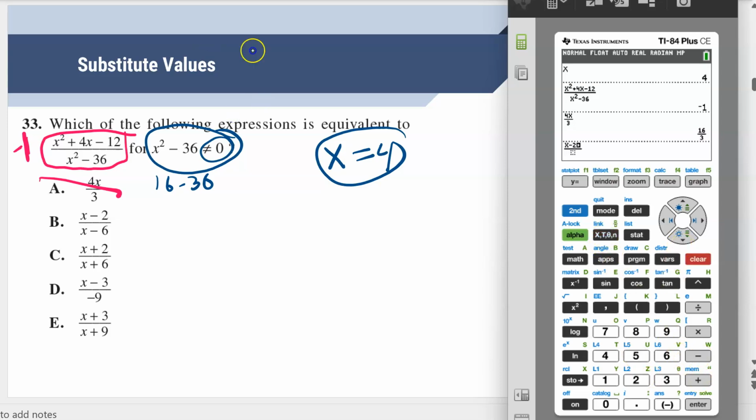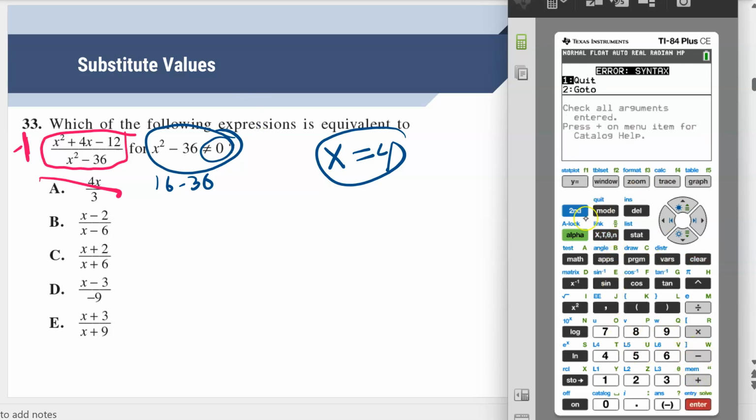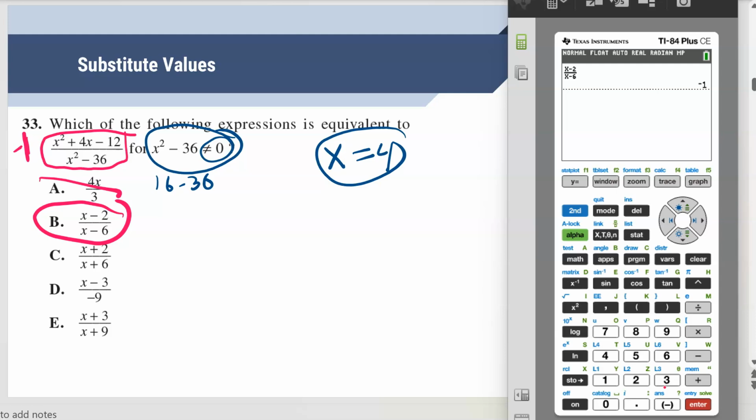X subtract 2, and then x subtract 6. Hey, that does equal -1, so I think that's the answer. But the thing is, on this technique, what you really need to do is there could be 2 answers that give you a -1, which means you got to pick another value to eliminate it. But I've already tried these other ones out. These other ones do not give us an answer of -1. So the answer is choice B, right?